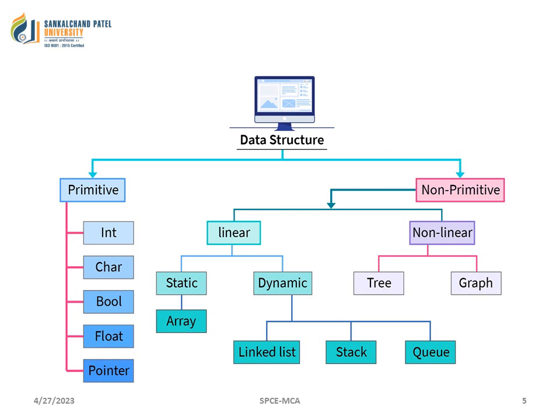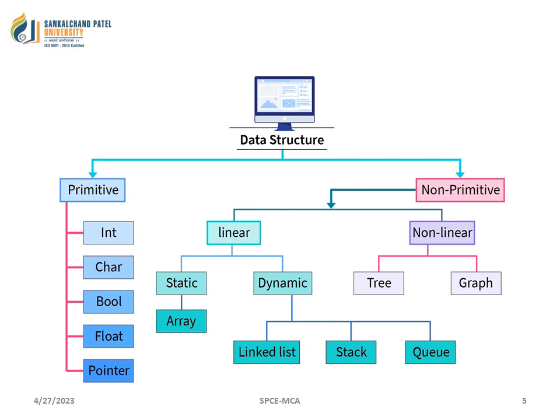Further, the primitive and non-primitive data structures are divided in a wide way. In primitive, you know, integer, character, float, pointer, boolean, this type of data is called a primitive data structure. The non-primitive is divided into two parts: linear data structure and non-linear data structure. Once again, the linear data structure is divided into two parts, static and dynamic.